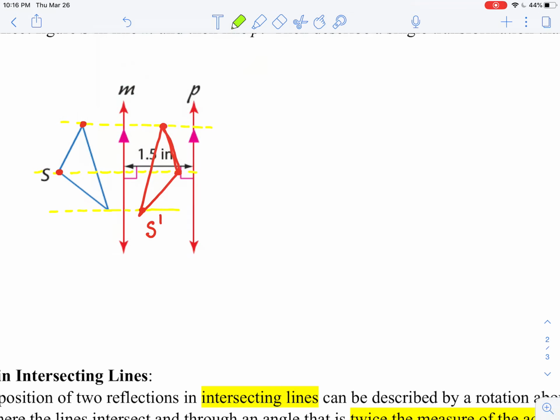Now we're going to take triangle S prime and reflect it over the second line, line P. So again, we would start by drawing our lines perpendicular to line P that go through each of the vertices of triangle S prime. Again, we measure the distance from line P to each vertex, and then we recreate that distance on the other side of line P.